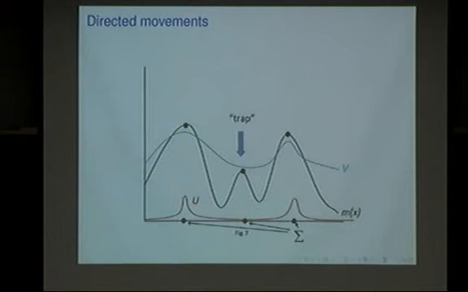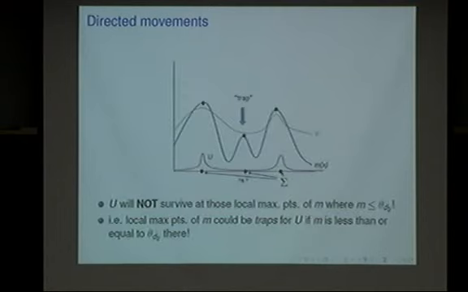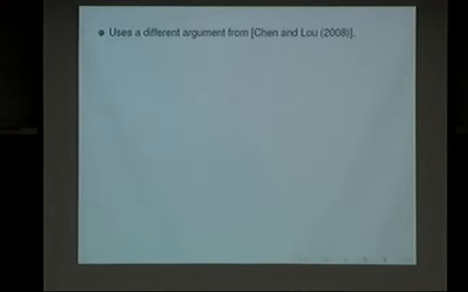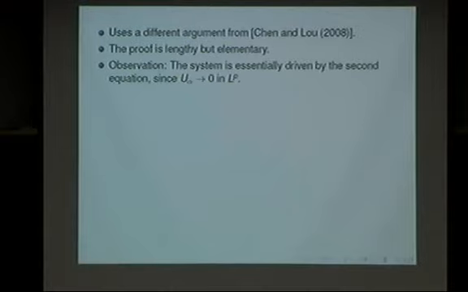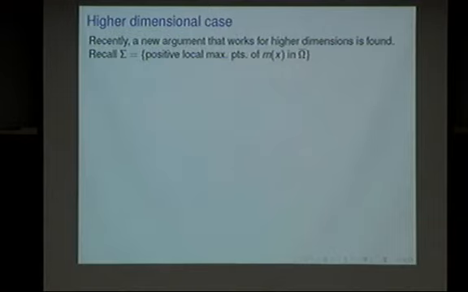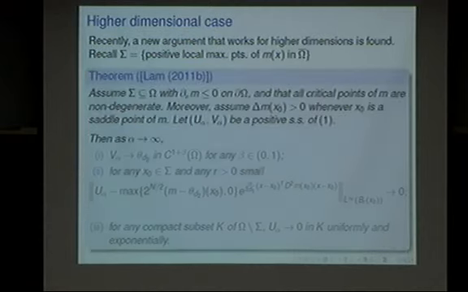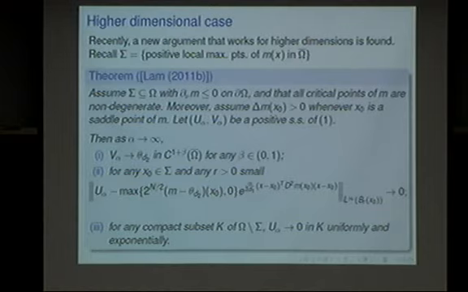All right, so my time, I have 1 more minute. My time is almost up. All right, u alpha will not survive at those local maximum points when m is less than or equal to theta d2. So that's what I just said. The proof uses very elementary arguments, but very different from what Yuanlou and Xingfu Chen did. For higher dimensional case, it has been done by Lam, who's my student, and so I will not go over that. I would just say the higher dimensional case was done.